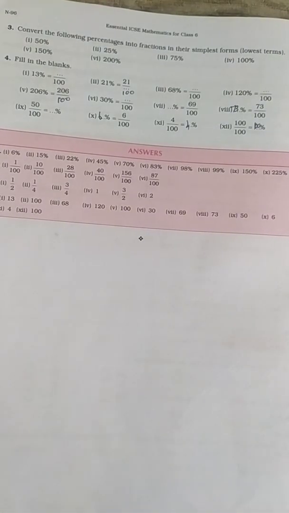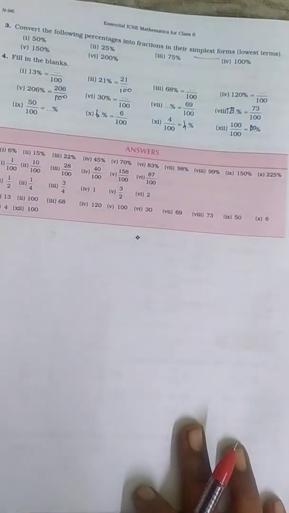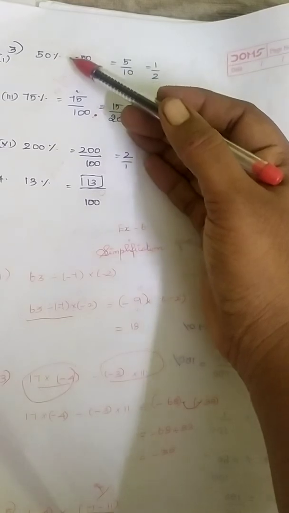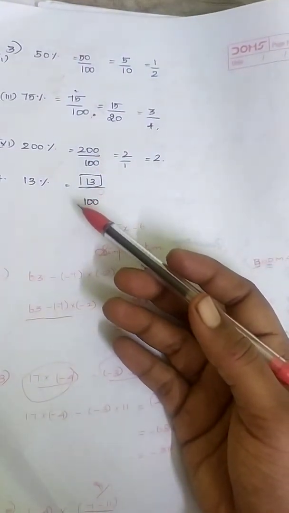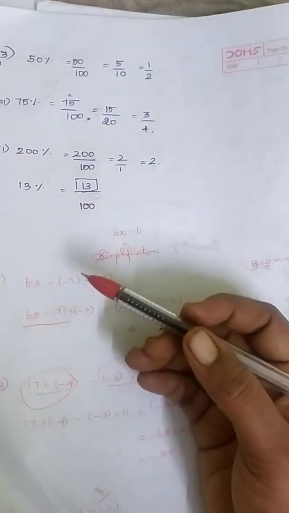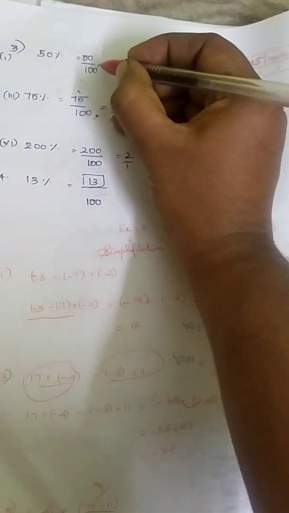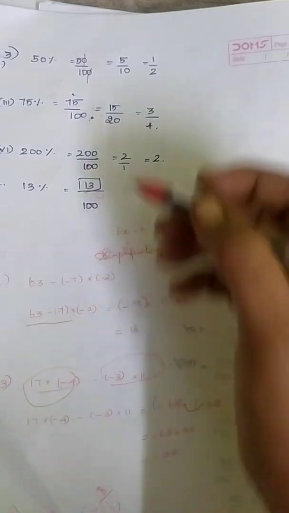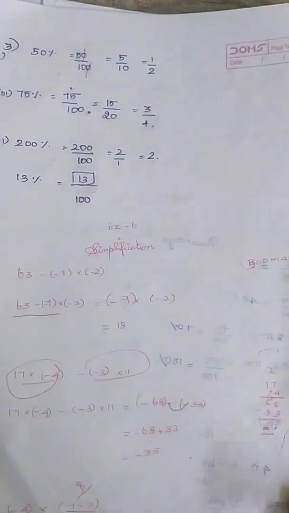Then convert percentage into fraction in its simplest form. So there is a word, simplest form, that is, we are going to cancel the common term. After writing the percentage as a fraction, we are going to convert it into the simplest form. Suppose the first problem is 50%. How will you write it? 50 divided by 100. Then we cancel the common term. 0 will get cancelled, 5 by 10. 1 5s are 5, 5 2s are 10. So it is 1 by 2. The simplest form is 1 by 2.